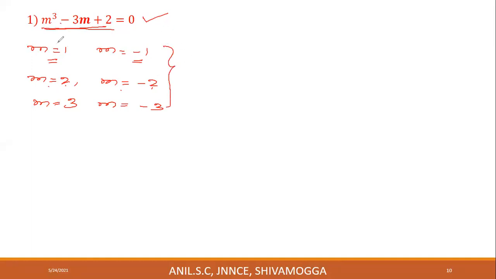Here, let's check. First, m is equal to 1. When m is equal to 1, m cube will be 1, minus 3 into 1 is minus 3, plus 2 equal to 0. Therefore, 1 minus 3 plus 2 is 0. 0 is equal to 0. Therefore, m is equal to 1 is a root.